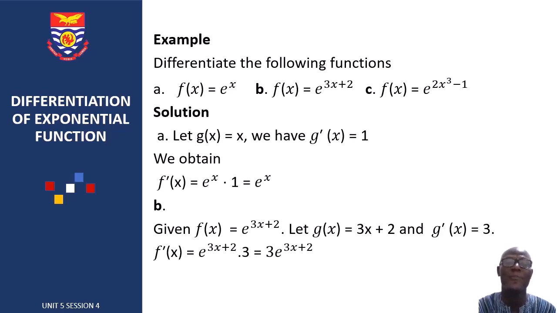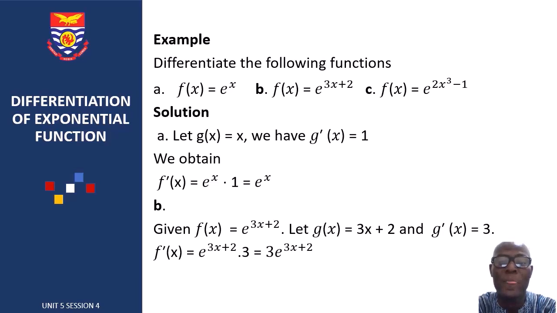Now, for A, our g of x is x. So since we know the derivative of exponential function to be the differential of the exponent times the given function, then we differentiate g equals x, which gives g prime of x to be 1. Now we use that one to multiply the given function e exponent x, and that gives the derivative to be e power x.